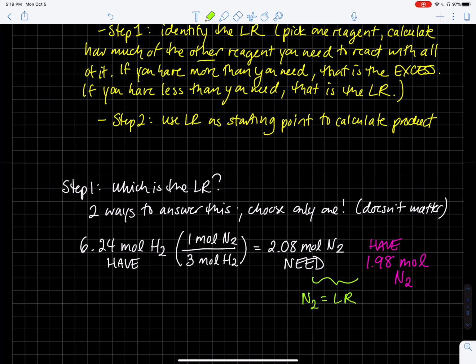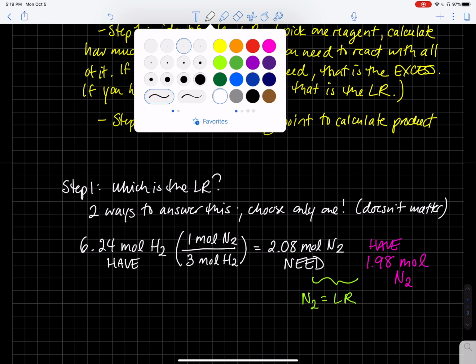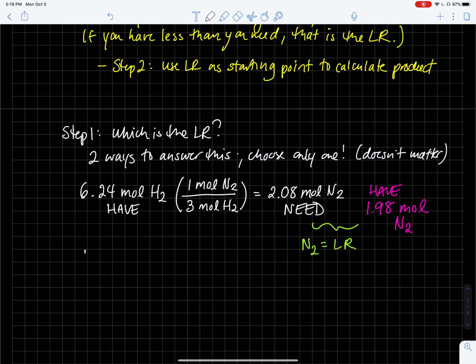And I'm ready for step 2. I'm just going to show you that it doesn't matter which way you calculate it. I want to be very clear: you don't need to do this. If you did it the other way, this is what you would have gotten.